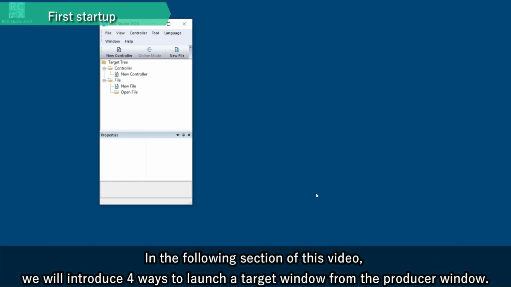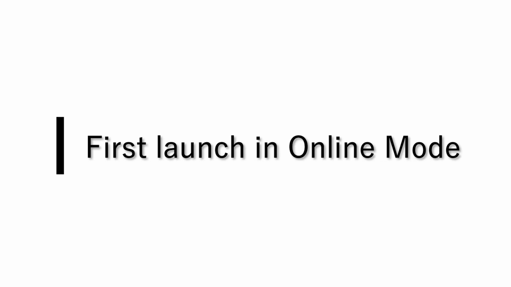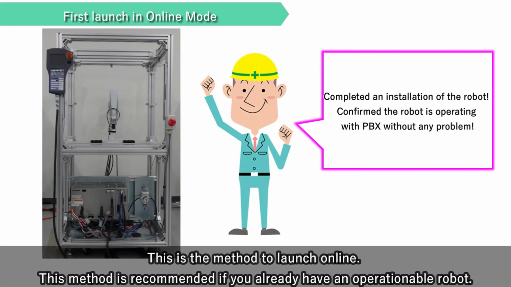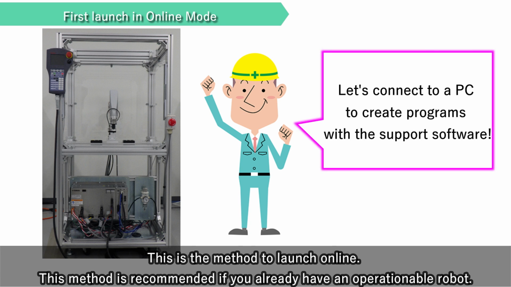In the following section of this video, we'll introduce 4 ways to launch a target window from the producer window. This is the method to launch online. This method is recommended if you already have an operatable robot.